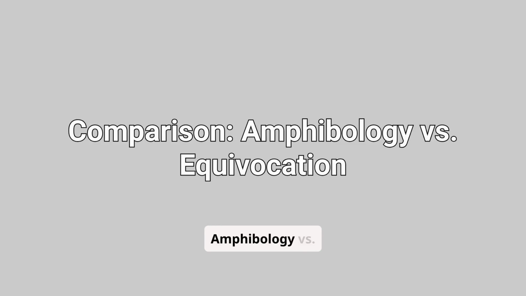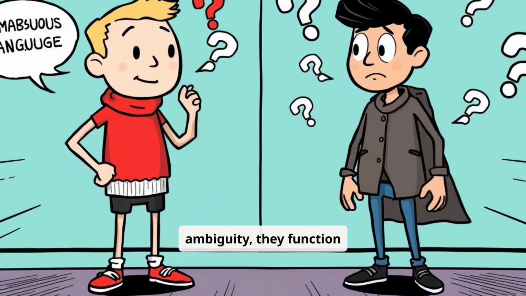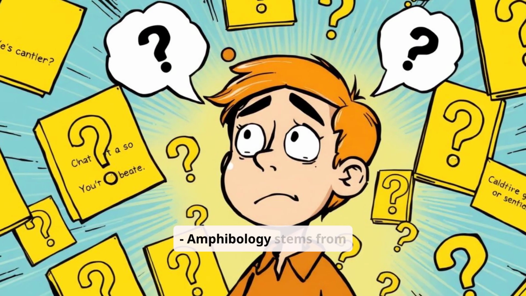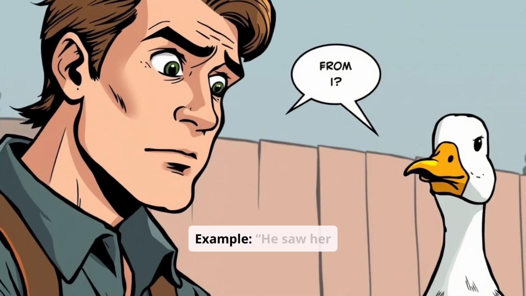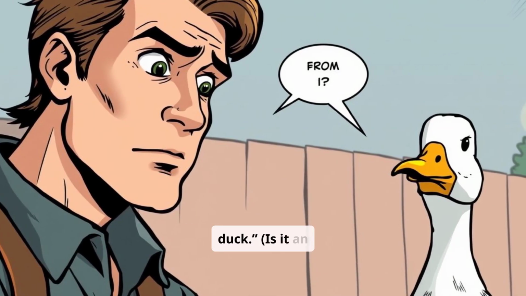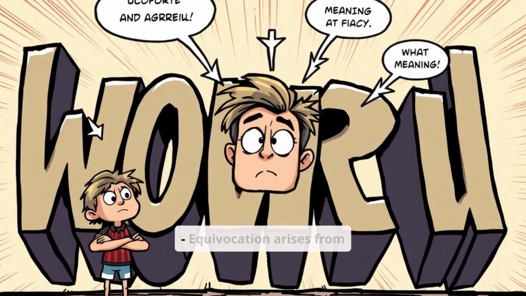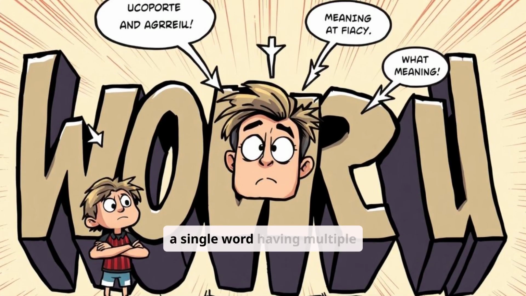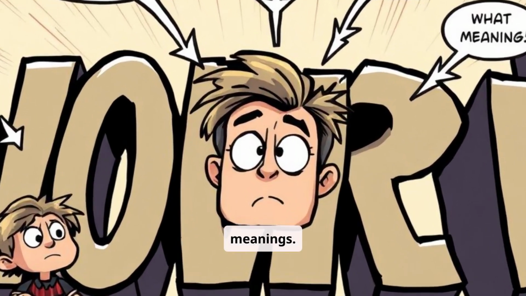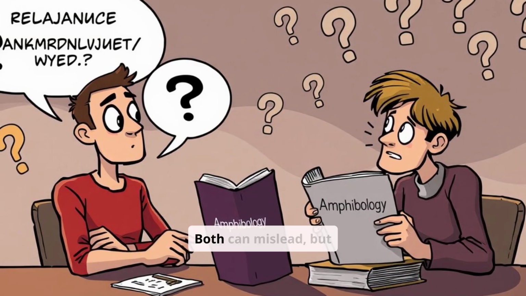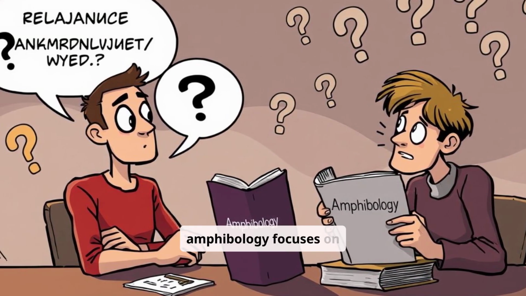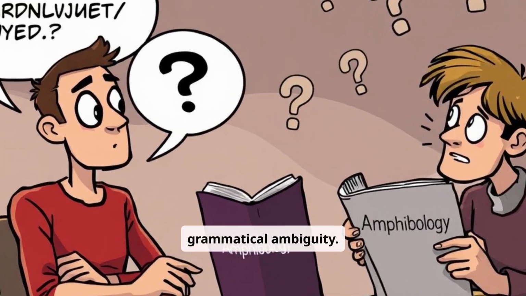Comparison: amphibology versus equivocation. While both rely on ambiguity, they function differently. Amphibology stems from ambiguous syntax or sentence structure. Example: he saw her duck. Is it an action or a bird? Equivocation arises from a single word having multiple meanings. Example: the bark was loud. Tree bark or a dog's bark? Both can mislead, but amphibology focuses on grammatical ambiguity.